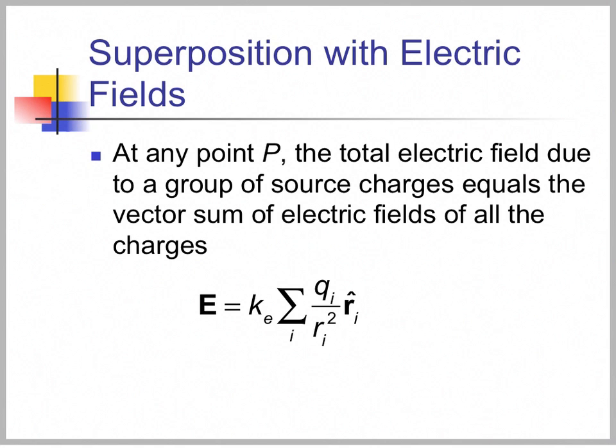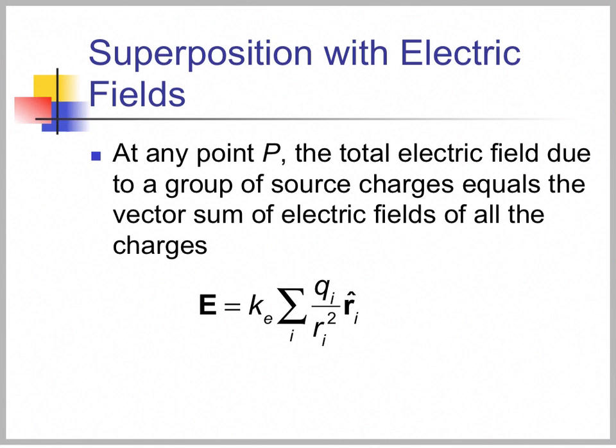Now, the electric field is a vector quantity. So at any point P, the total electric field due to a group of source charges is equal to the vector sum of the electric fields of all the charges. Mathematically, we write this as: the electric field is K times the sum of the Q over R squareds in the different R directions. It might look like a complicated equation. It's just a vector equation.